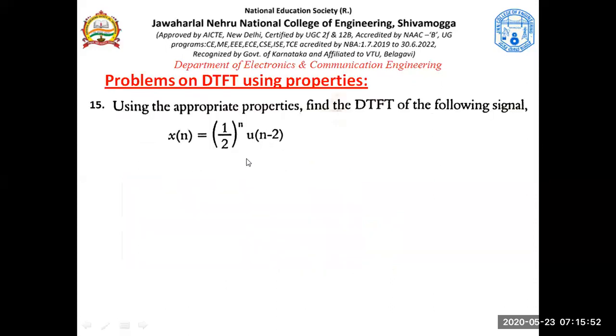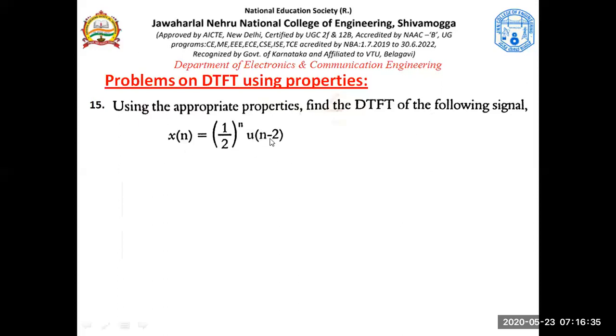Now let's move on to the problems where we find the DTFT using the properties of DTFT. We have seen the properties of DTFT. So let's see some simple problems using the properties of DTFT. This problem can even be solved using the definition of DTFT, meaning the equation for X(e^jω). We can find the DTFT, but since they've asked us to use the appropriate properties, we need to use the properties. And when we are asked to use the properties to find the DTFT, what is one thing that we need to be careful about?